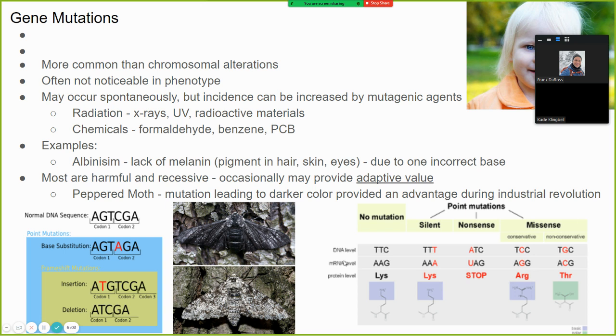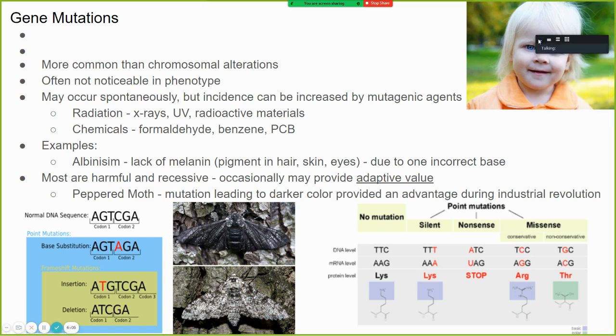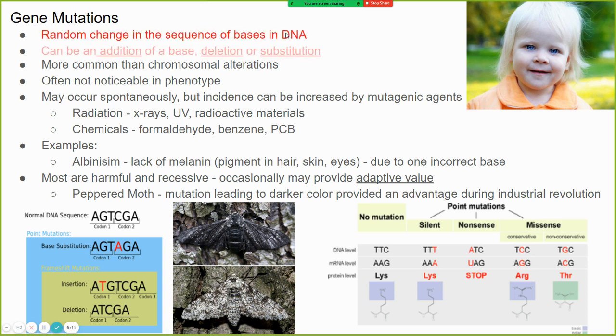So having a whole extra or missing chromosome sometimes happens, and that's what we just talked about. But other times, a more common type of mutation is when just an individual little piece of the DNA gets changed. It's not a whole extra or a whole missing chromosome. It's just a random change in one of the DNA bases, which we'll be talking about today.